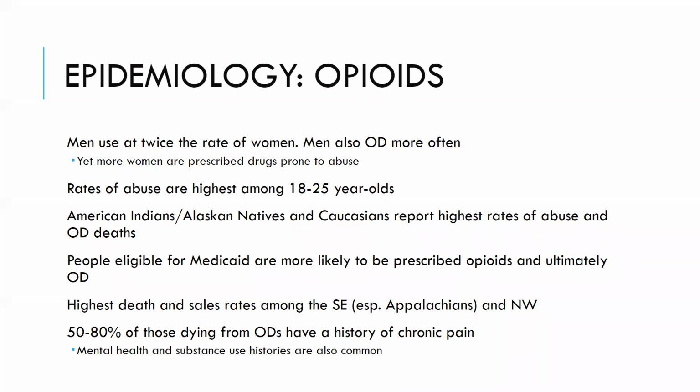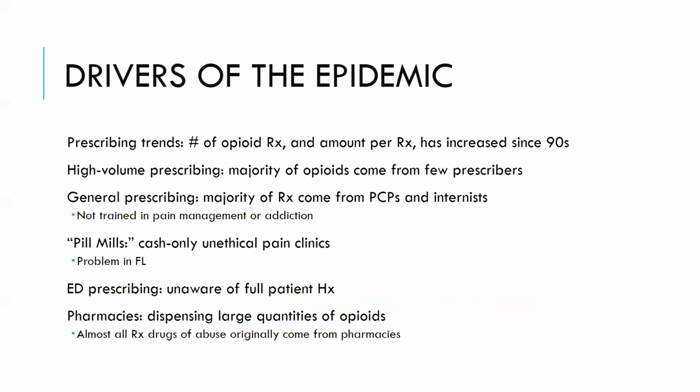The highest death and sales rates are in the Southeast, especially the Appalachia region where we live, as well as the Northwestern United States, so areas like Seattle and Portland. 50 to 80% of those dying from overdoses have a history of chronic pain. Mental health and substance use histories are also pretty common.